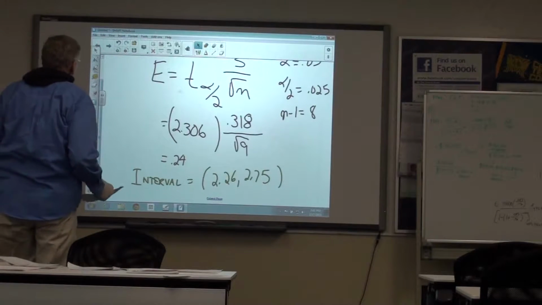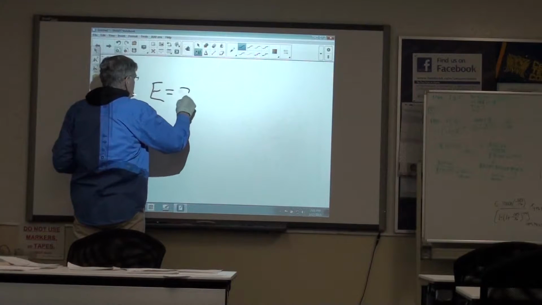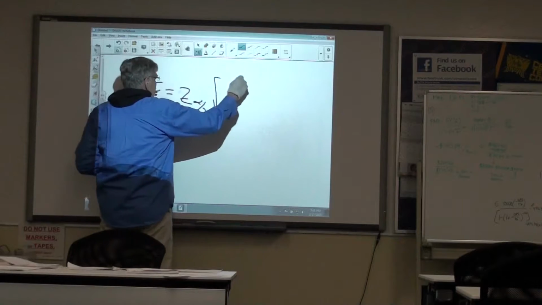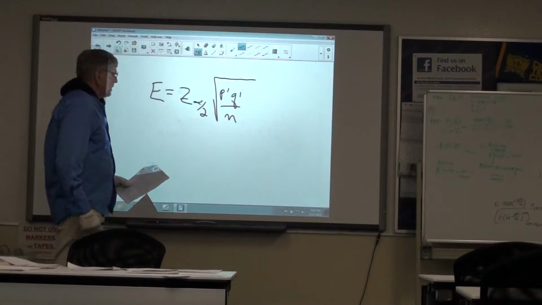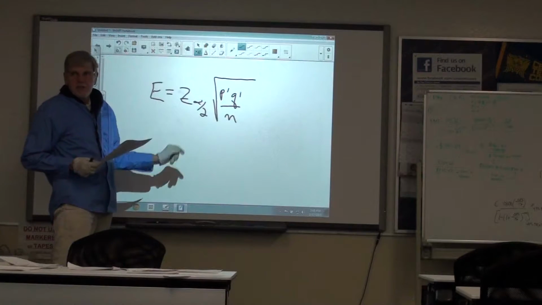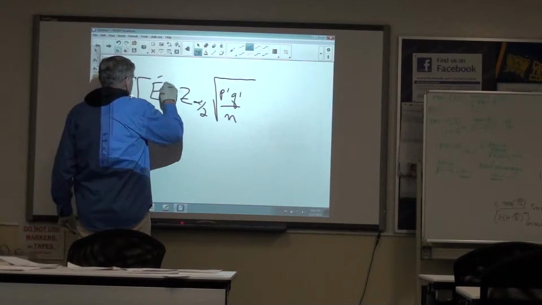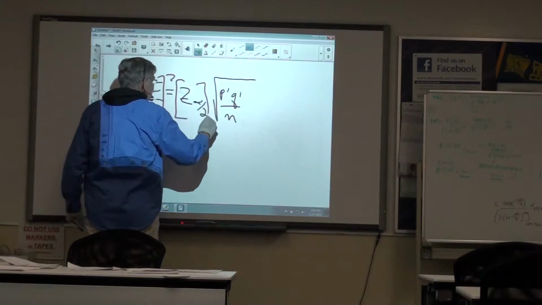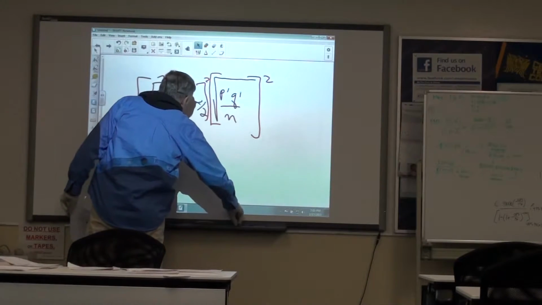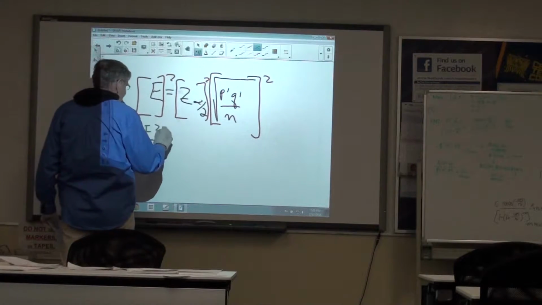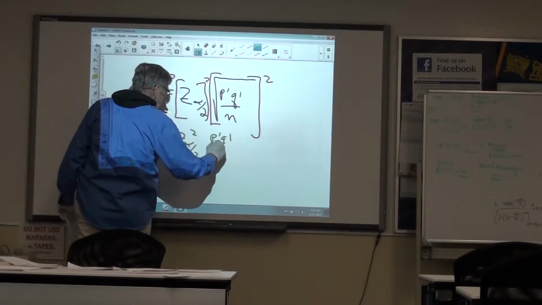Now sometimes you have to turn these equations upside down. So this is a proportion. So the error is z alpha over 2 times the square root of p prime q prime over n. Now, they want to know what n is. So we have to solve this equation for n, which means that you square both sides. When you square a square root, you just get the thing itself. So what you end up with is e squared equals z alpha over 2 squared p prime q prime over n.